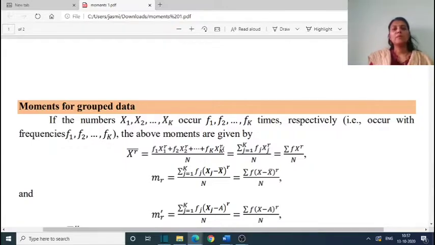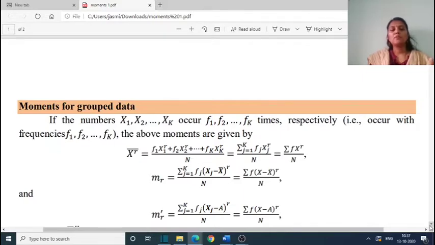Today we have to study moments for group data. If the numbers x1, x2, etc., xk occur with frequencies f1, f2, etc., fk times respectively, the above moments are given by x raised to r bar, which is equal to f1 x1 raised to r plus f2 x2 raised to r plus etc., fk xk raised to r, all divided by n, which is equal to sigma j equal to 1 to k fj xj raised to r by n, which we can write as sigma f x raised to r by n. So mr is equal to sigma j equal to 1 to n.